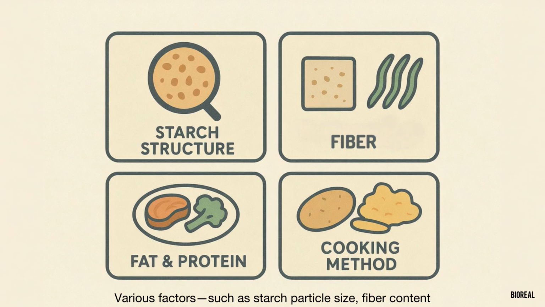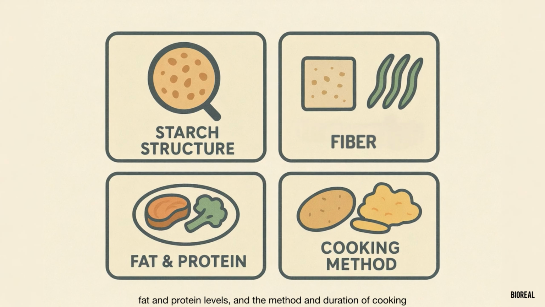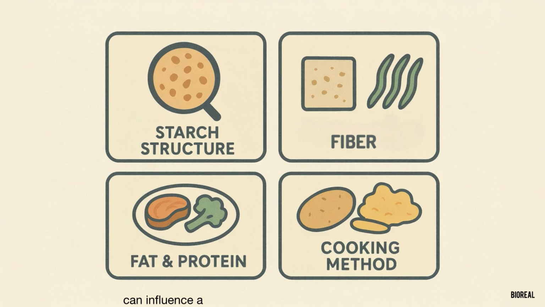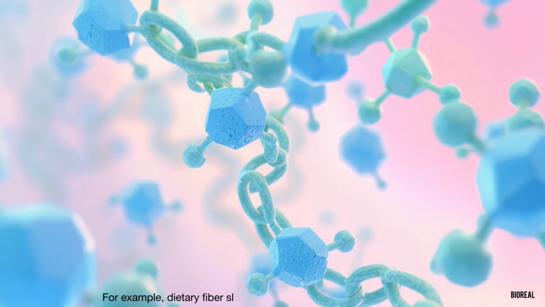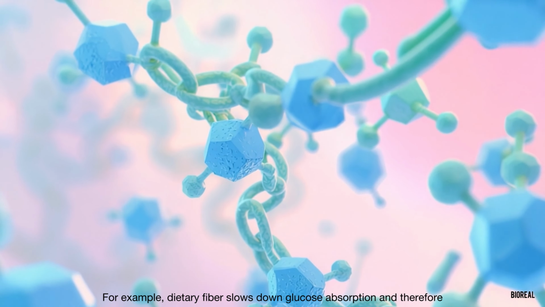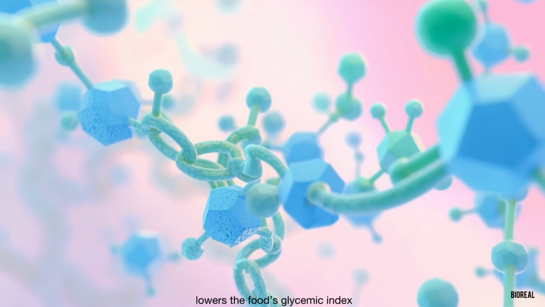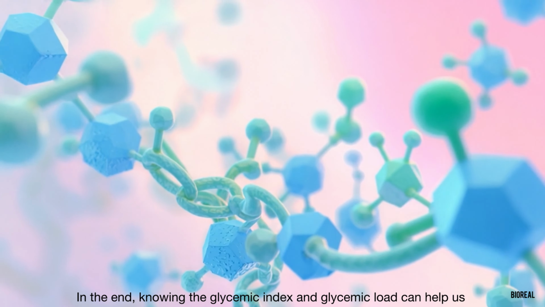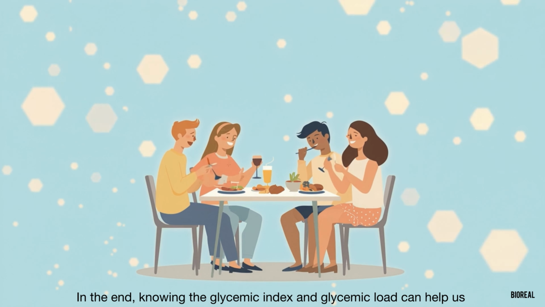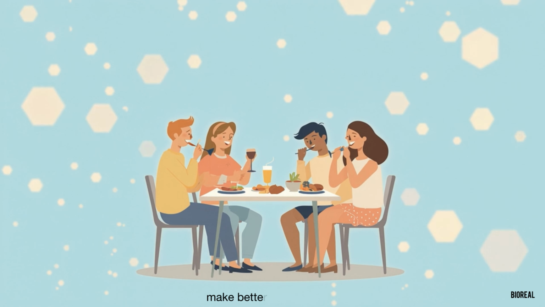Various factors such as starch particle size, fiber content, fat and protein levels, and the method and duration of cooking can influence a food's glycemic index and glycemic load. For example, dietary fiber slows down glucose absorption and therefore lowers the food's glycemic index. In the end, knowing the glycemic index and glycemic load can help us make better food choices.